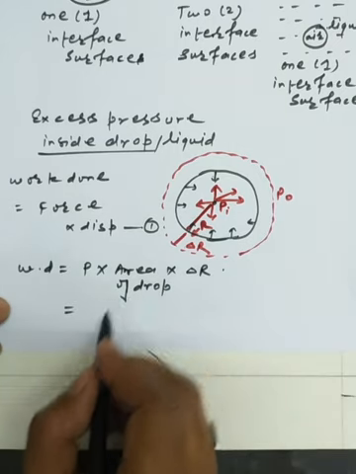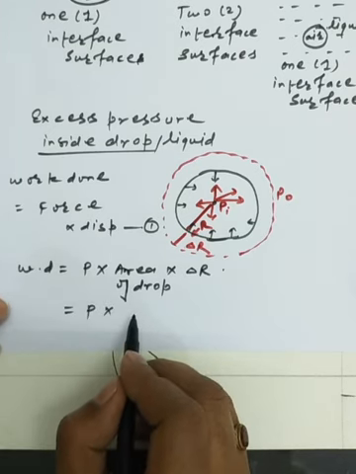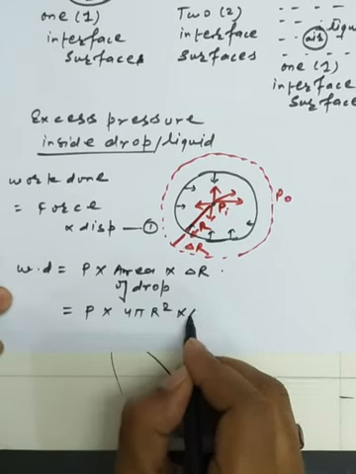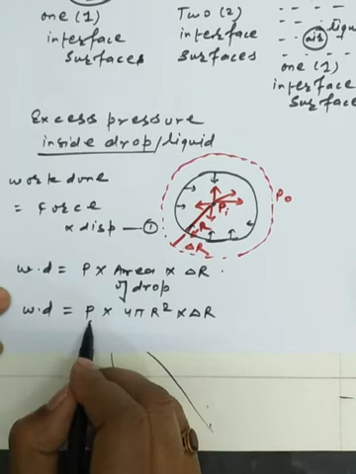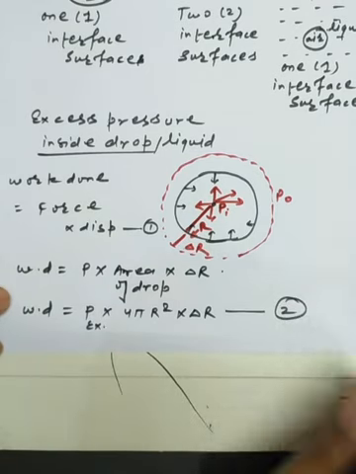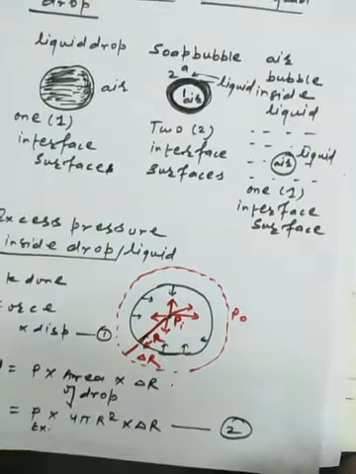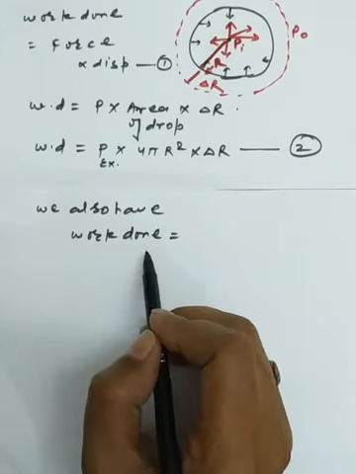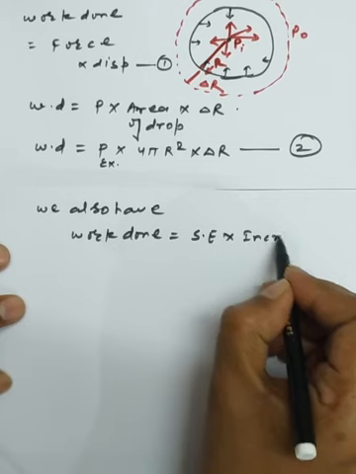Here we consider the area of the drop, that is P into the surface area, which is 4 pi r square, into delta r. This is the simplest work done we have computed due to the excess pressure. This is equation number 2. Now we are finding the formula in terms of the surface tension. How do we make the changes? We also have the formula that work done is equal to surface energy into increase in area.